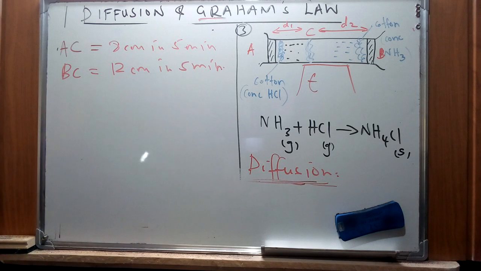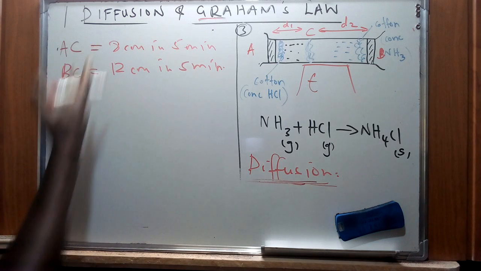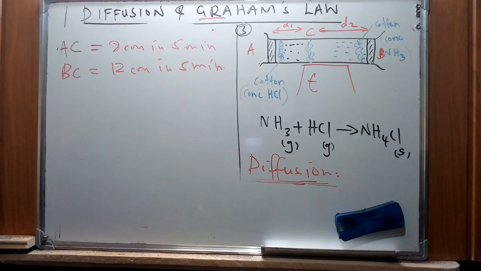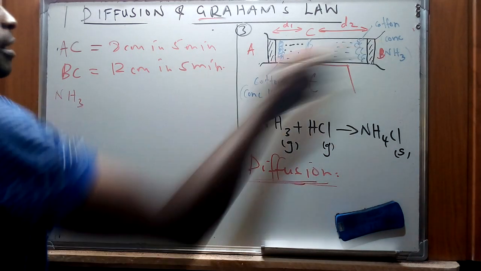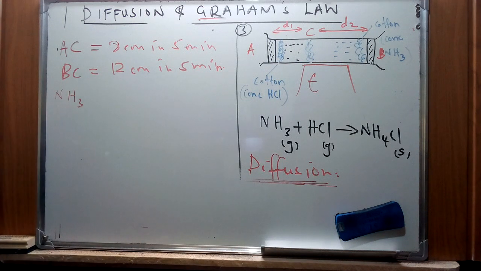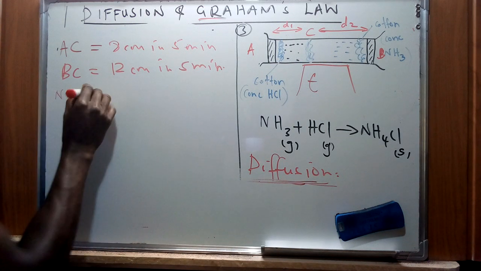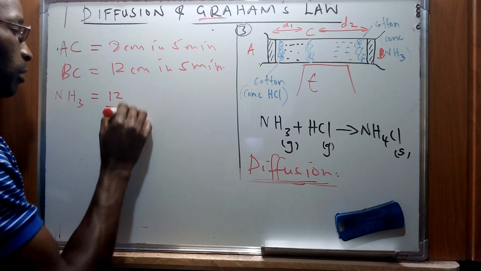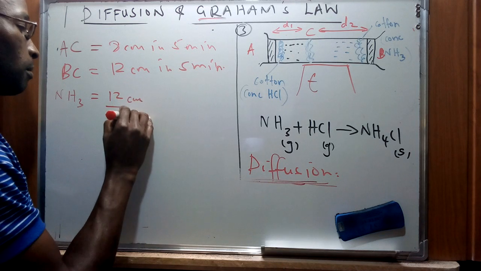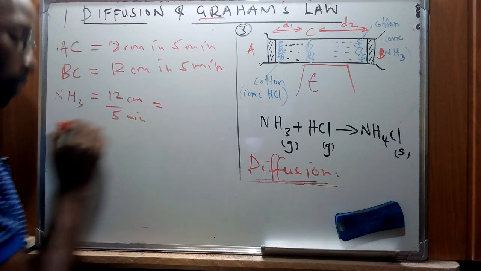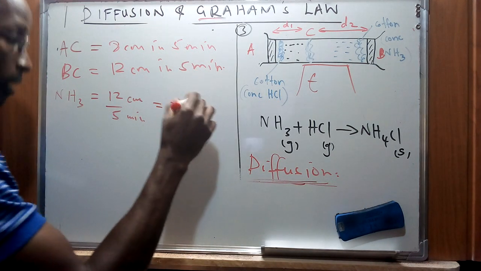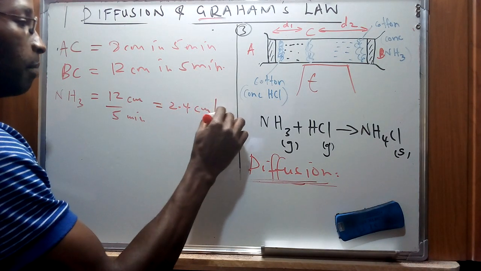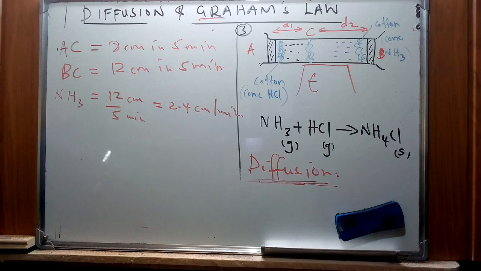Therefore the rate of diffusion can be compared now that we have been given the distance over time. So for ammonia, which is on the other end, having the distance of 12, the rate of diffusion is going to be 12 centimeters in 5 minutes, which is going to give us 2.4 centimeters per minute. So this is the rate of diffusion of ammonia.